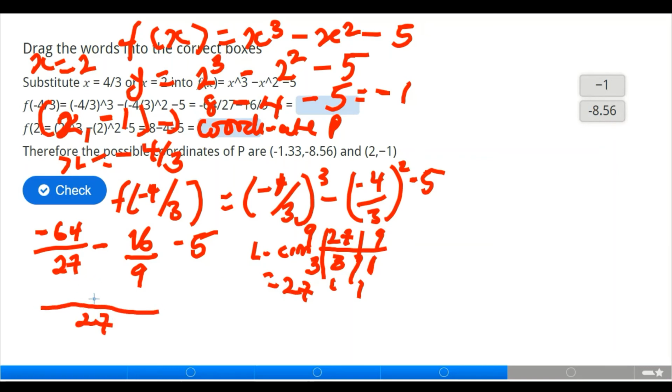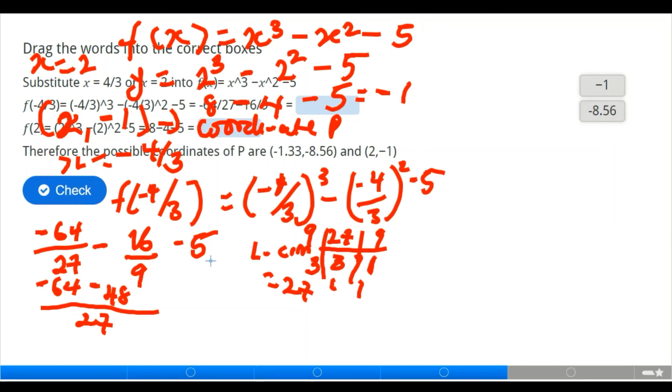Now having that, we draw our LCM line. 27 can go in 27 once. 1 multiplied by 64, that is minus 64. Okay. 9 can go in 27, that is 3 times. So having that, what is going to be our answer? Since 9 goes in 27 3 times, now 3 times 16 will give us what? That is 48. So we have 48 here.